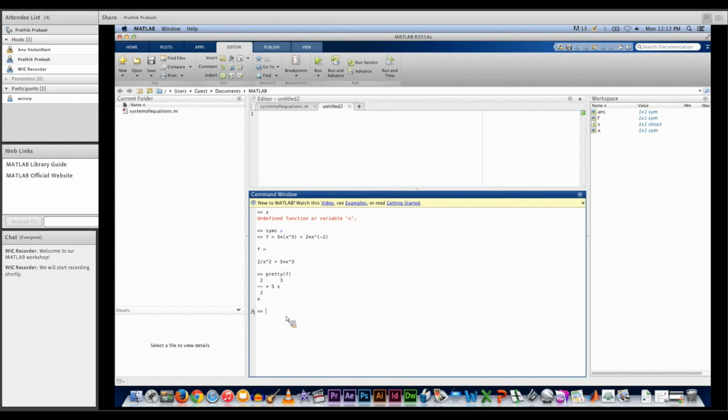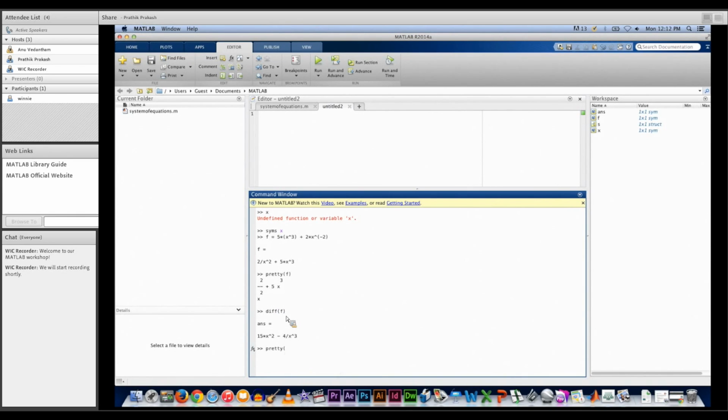Now let's just try to differentiate this. As I said earlier, MATLAB has a command called diff, and let's just pass the function f. Once we do that and click on enter, we get this particular answer. So that's the differential value of a function.